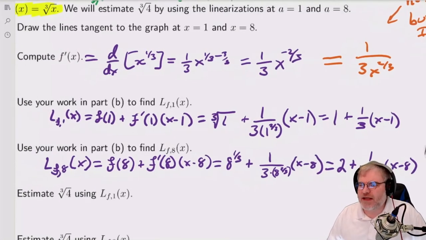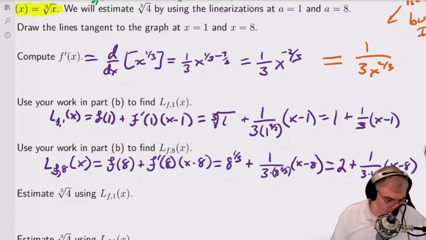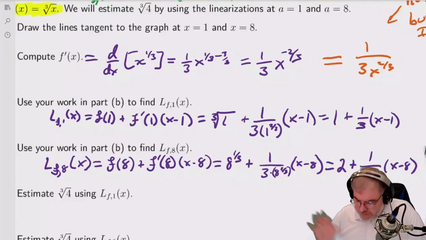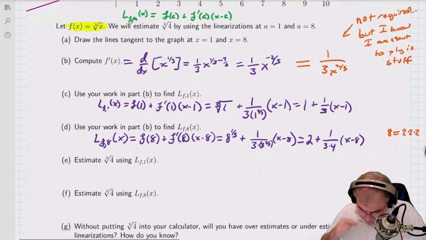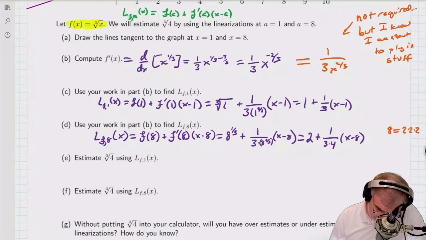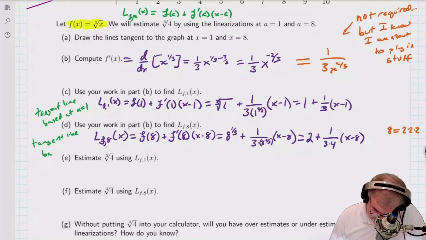So 1 to 5, how do we feel about creating those linearization functions? This would be parts C and D. Are there any questions about that? There's usually a lot of questions about this. Why am I doing this? This is the tangent line based at 1. And this right here is the tangent line based at 8.